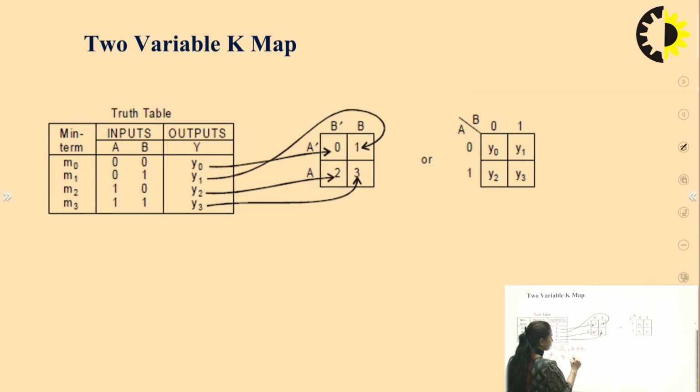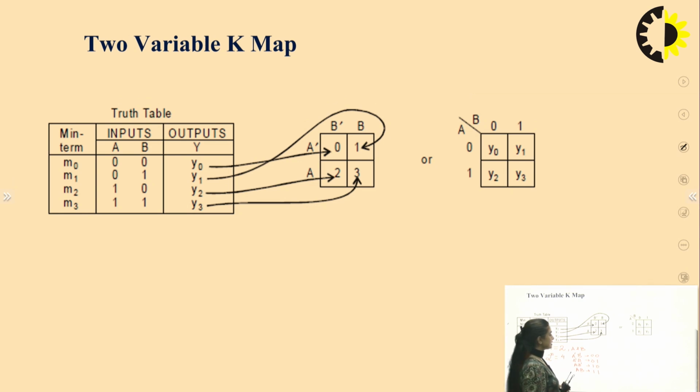I have possibilities like A bar B bar, which may correspond to 0, 0. I will have 0, 1. I'll have 1, 0. And I'll have 1, 1. This is how we talk in binary, right? So this can be represented as A bar B bar, A bar B, A B bar, A B, right? So these are the 4 possibilities of representing these variables.